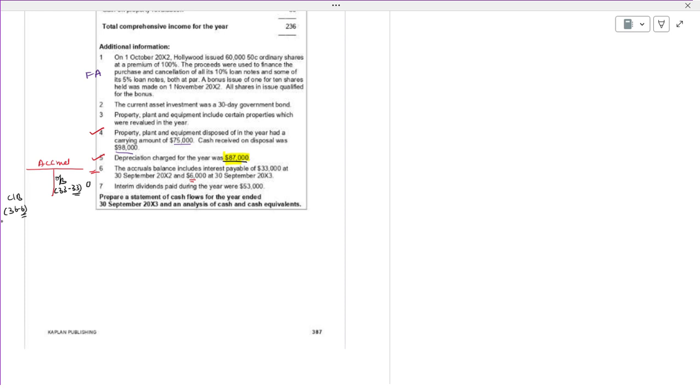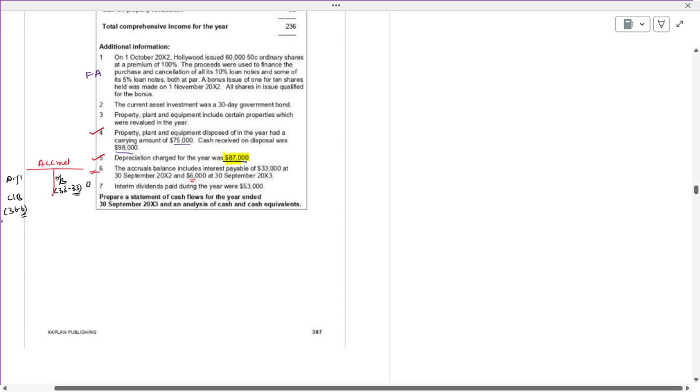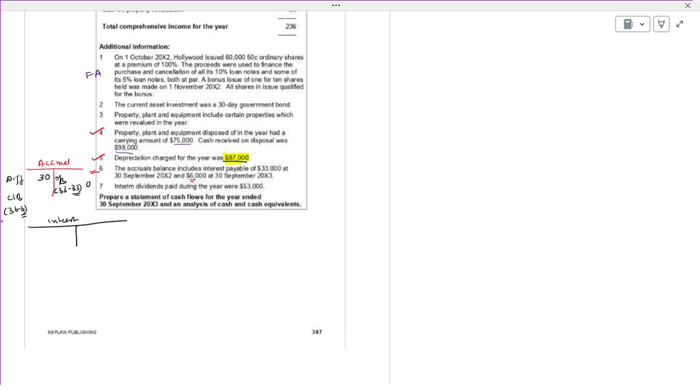Accruals is how much? The accrual difference is how much? 30. Now, immediately I will put interest also for you so that you will not have any doubt on that. How much is the interest? We have removed interest 33.